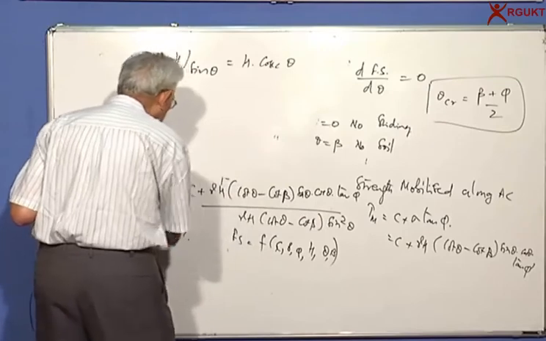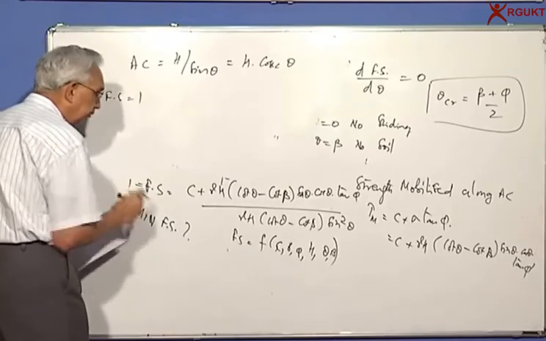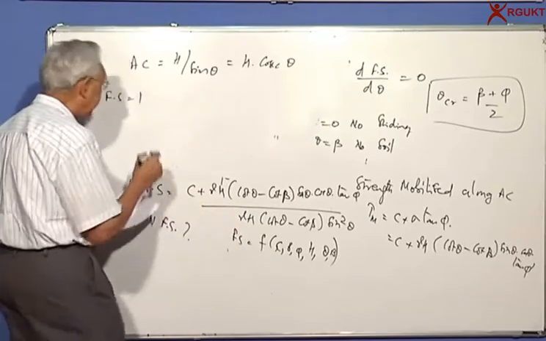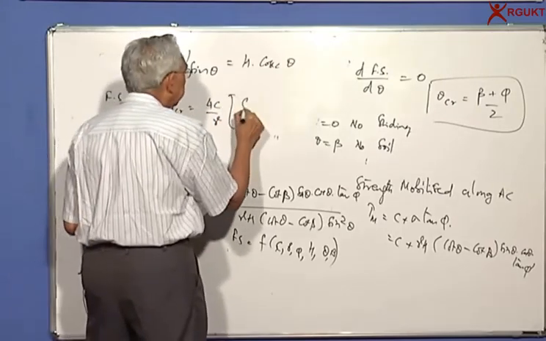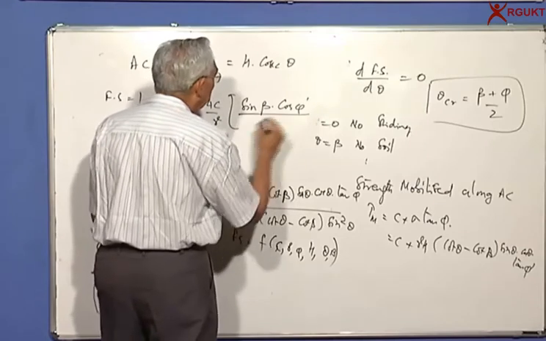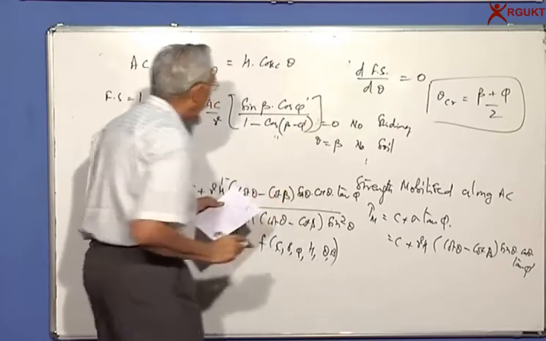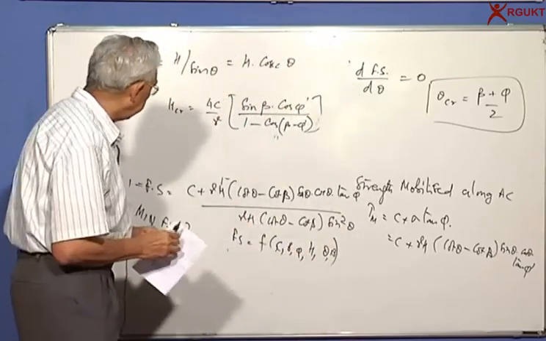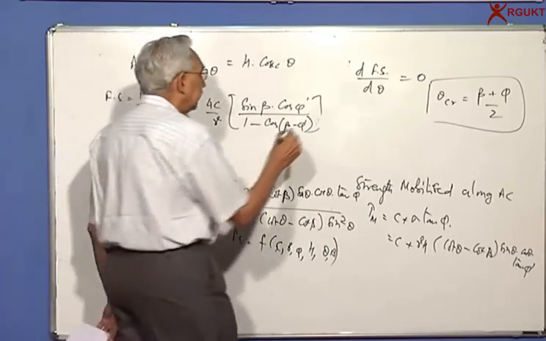And for factor of safety 1, suppose I say if factor of safety is equal to 1, that means the numerator and denominator are equal, and I can solve for the critical height, which we do. H critical is equal to 4c by gamma into sine beta cos phi prime by 1 minus cos (beta minus phi prime). We get a very simple expression for the critical height. What I am saying is, we try to solve this equation for the minimum, and the factor of safety is equal to 1, and in that case we get this expression.